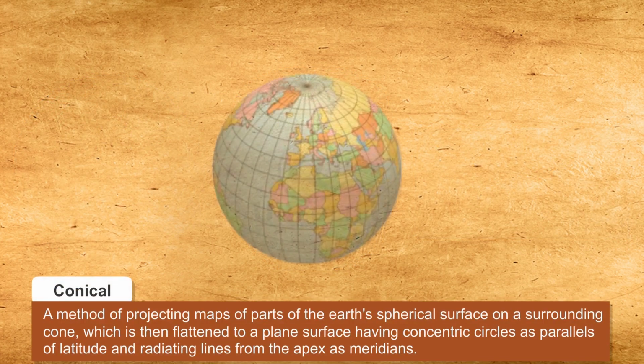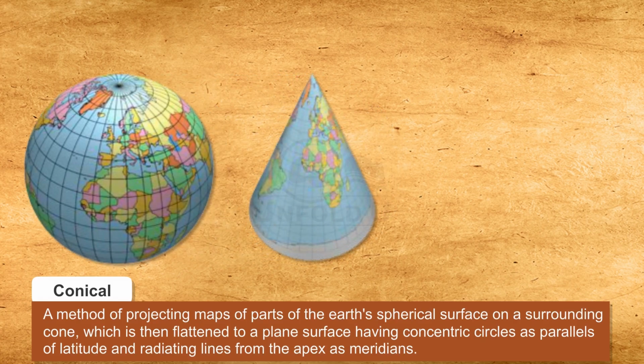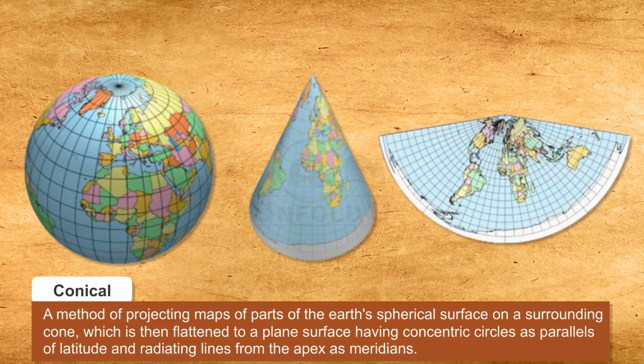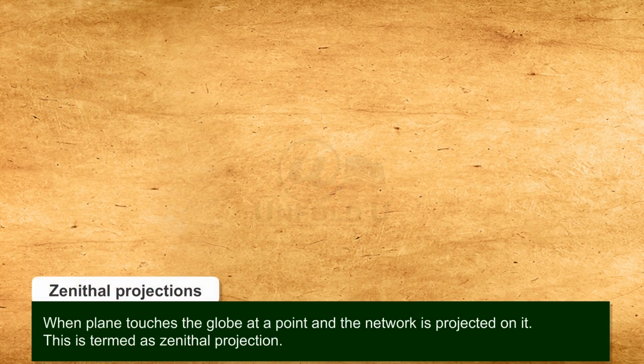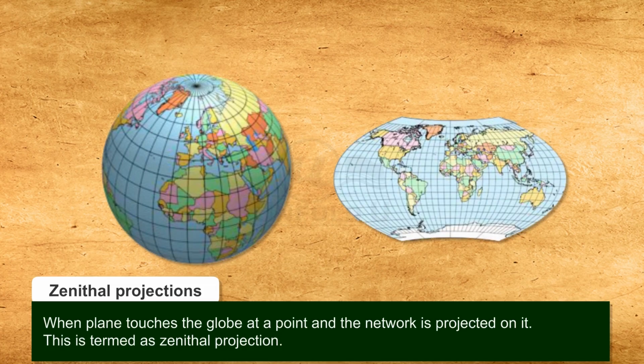Conical. A method of projecting maps of parts of the Earth's spherical surface on a surrounding cone, which is then flattened to a plane surface having concentric circles as parallels of latitude and radiating lines from the apex as meridians. Zenithal projections. When a plane touches the globe at a point and the network is projected on it, this is termed as zenithal projection.